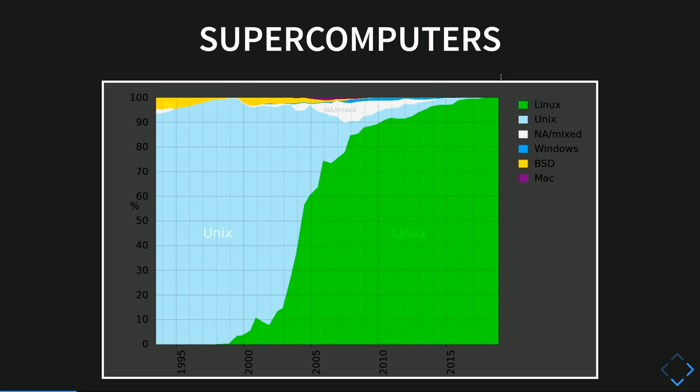I know whenever you heard about it, but currently Linux is running 100% of the top 500 supercomputers. It's been like that since last year, so basically all of the supercomputers are occupied by Linux. It has changed rapidly, but from Unix, so it's basically the same family of systems.